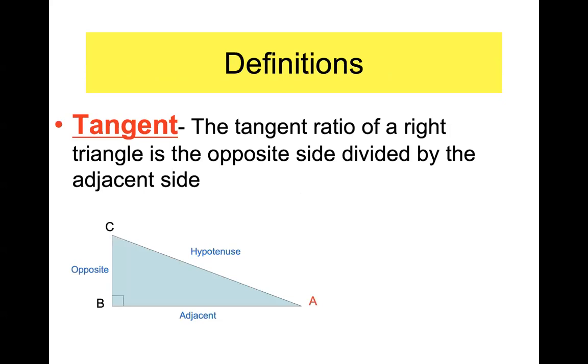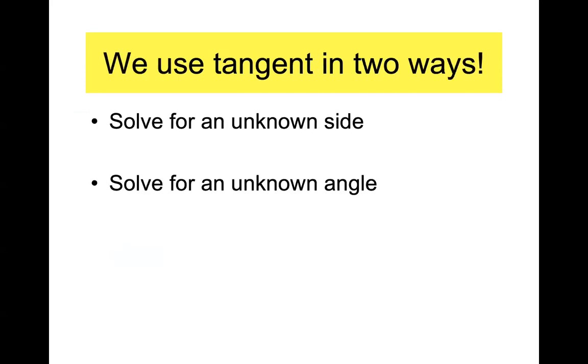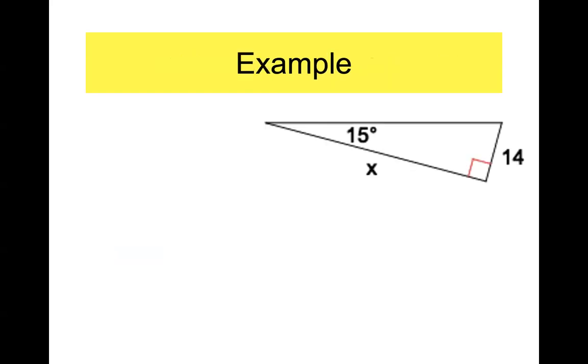So, quick review on tangent. Remember, by definition, it's a definition. It's not a proof. It's not a theorem. By definition, tangent is defined as the opposite side of a right triangle divided by the adjacent side, and it's a fraction. We can use tangent in two ways. We can solve for an unknown side, and we can solve for an unknown angle. When we're solving for unknown sides, we need one angle and one side. When we're solving for an unknown angle, we need two sides.